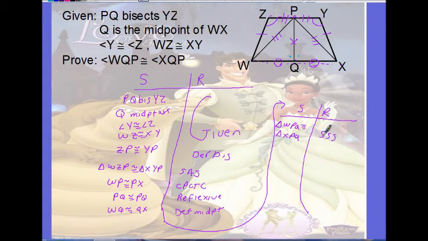So my CPCTC step is going to be that angle WQP is congruent to angle XQP. The reason? CPCTC. So we took a detour. We didn't have a direct path to get where we wanted to. So we had to prove other triangles congruent, take some pieces that were helpful in order to prove our other triangles congruent to get our end conclusion.